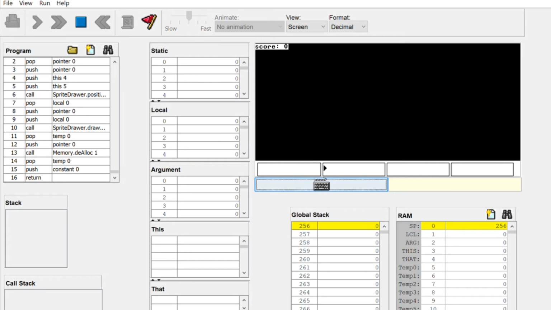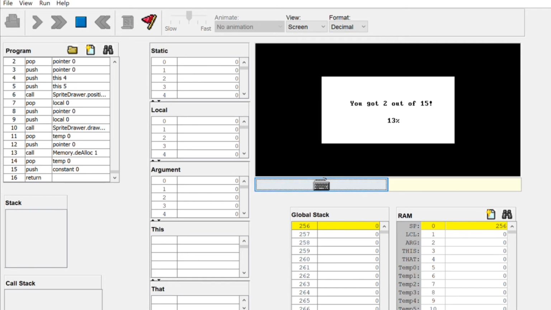At the end of Bash Attack, your score is given as a ratio of how many expressions you answered correctly versus how many expressions there were to answer in total, and a percent is given to you.